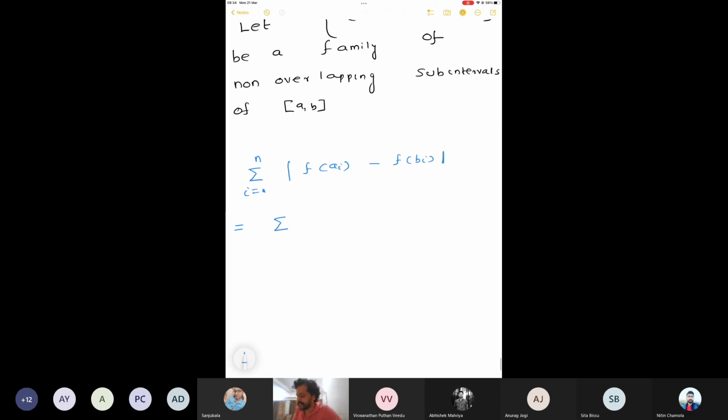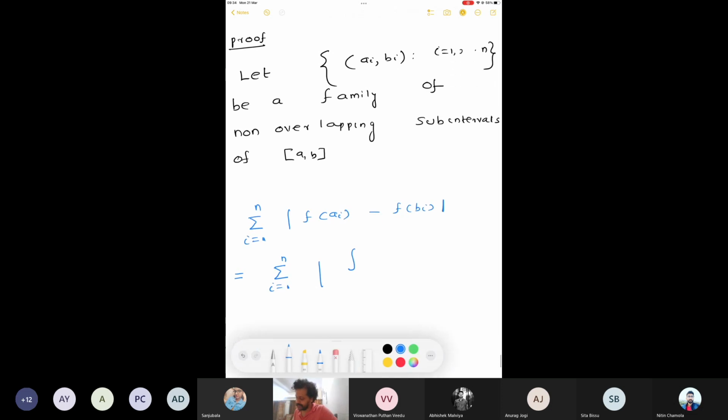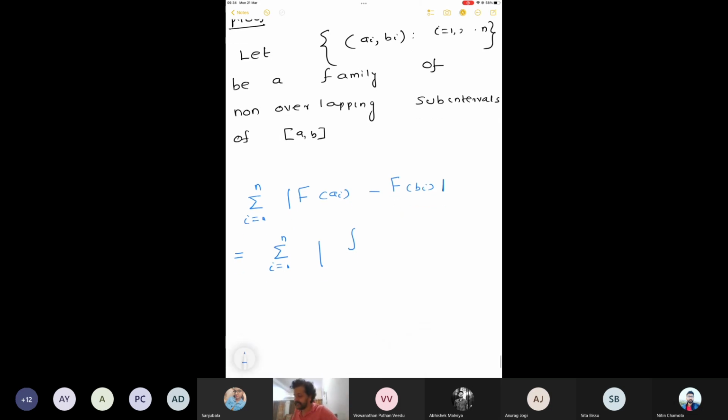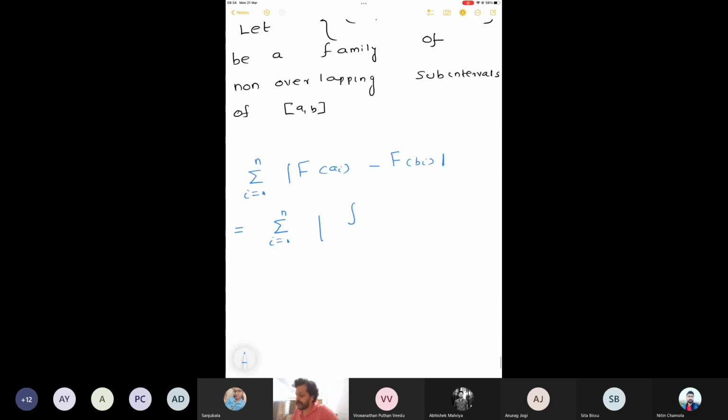This is equal to the summation i equals 1 to n of, oh sorry, capital F. No, because I want capital F to be absolutely continuous. I am checking absolute continuity of the capital F function. But now capital F is the integral from a to a_i of small f. So apply that, and you will get this as the integral from a_i to b_i of small f dm.